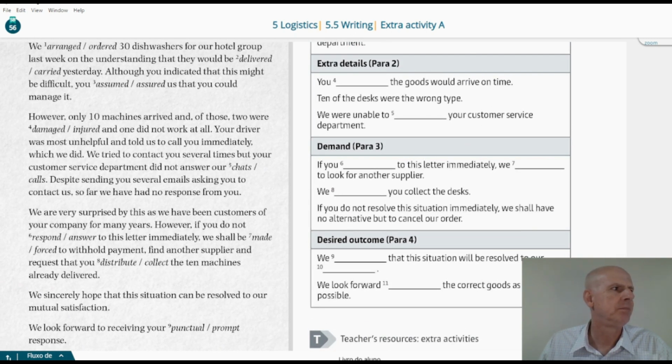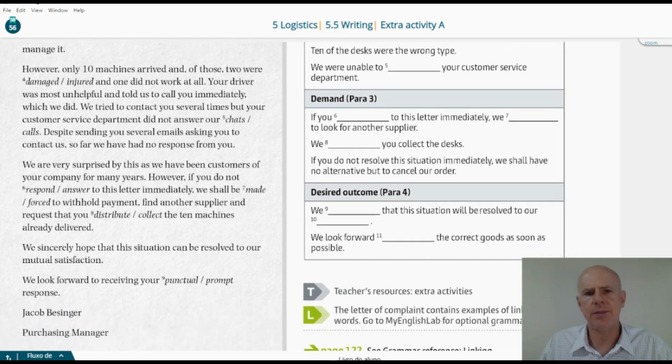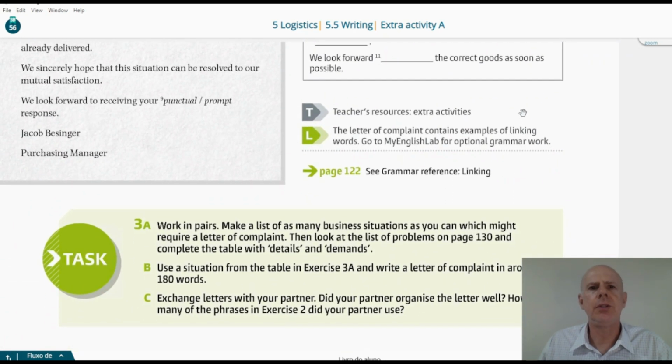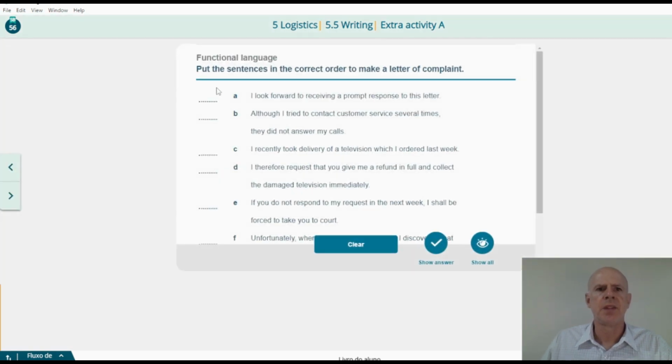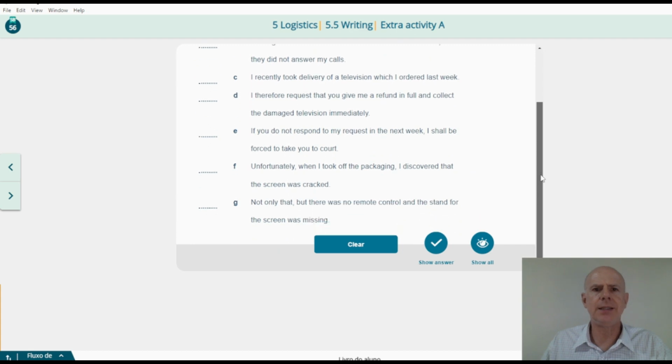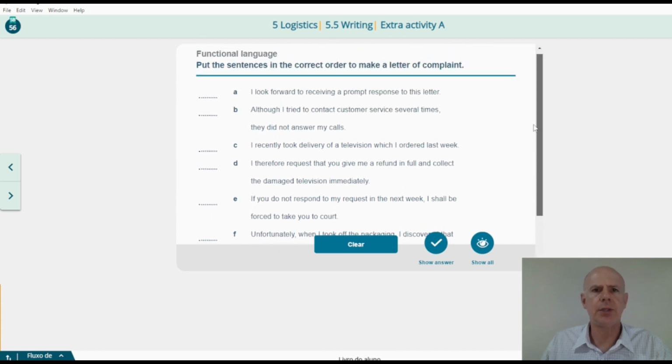By the way, we have an extra activity that is a little more practice on this topic. We have the functional language to think about, and we should put the sentences in the correct order to make a letter of complaint. We have these sentences that are out of order, but this is basically another letter of complaint.